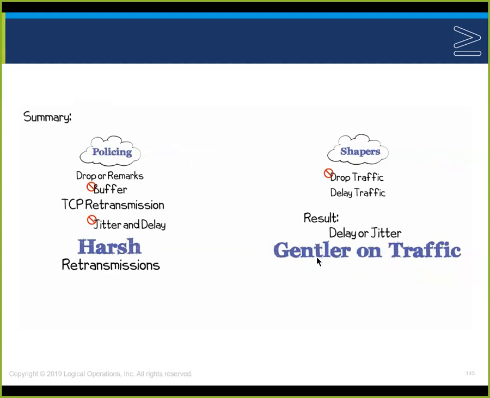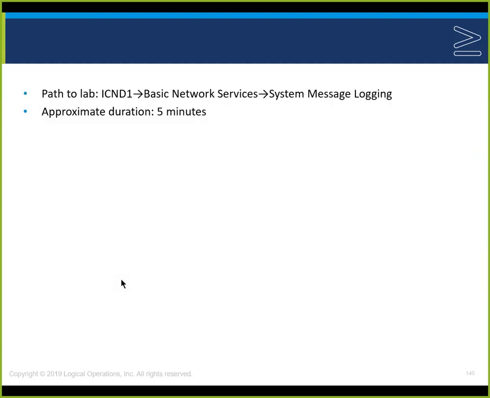So a summary here: policing drops or remarks the traffic, remarks it to a lower priority. TCP retransmissions, there is no buffering. We don't have jitter and delay. It is harsh and requires a lot of retransmission. Shapers, on the other hand, don't drop traffic. They delay traffic. The result is going to be delay and jitter, but it is gentler. It's the gentler, kinder world for them.